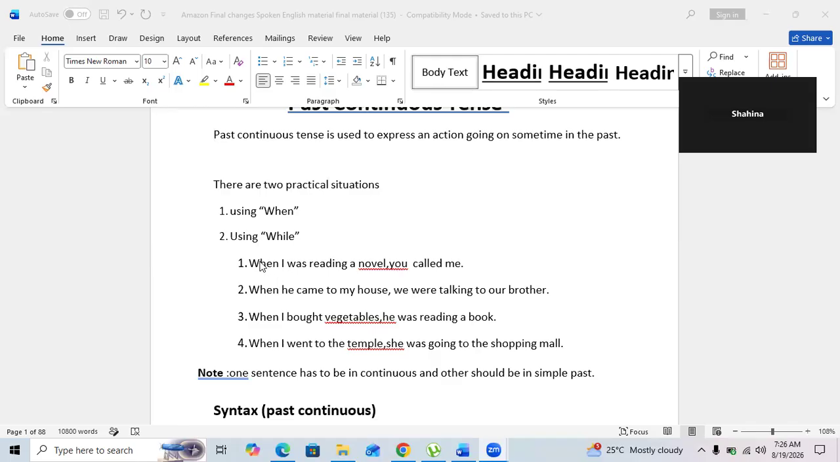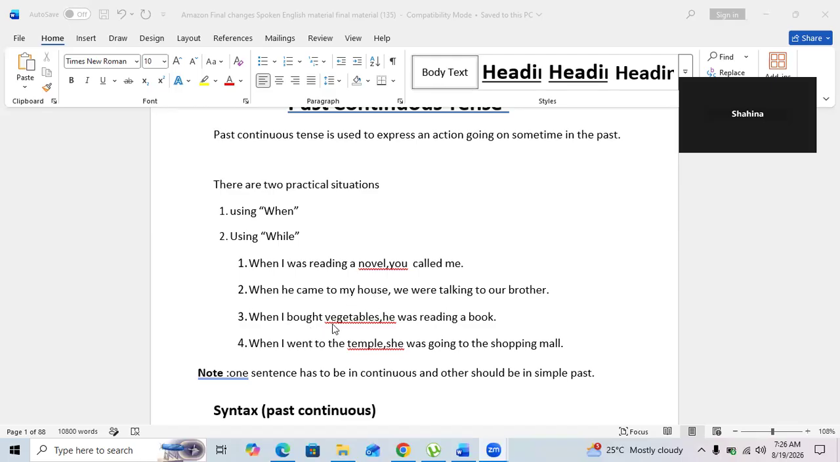Like, when I was reading a novel, you called me. I was reading. So whenever you use the ing form, you have to use simple past. When he came to my house, we were talking to our brother. Okay. So whenever you tell something about an ongoing action in the past, you have to have a supporting statement. When he came to my house, we were talking to our brother.